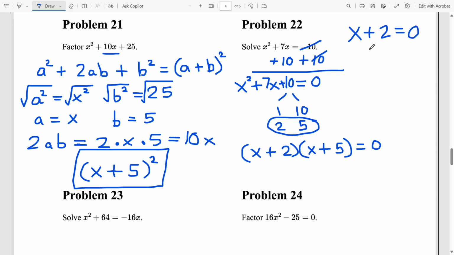And we would solve for x by subtracting 2 from both sides here. 2 minus 2 is 0. We get x equals negative 2. And we would also find our other solution when x plus 5 equals 0.